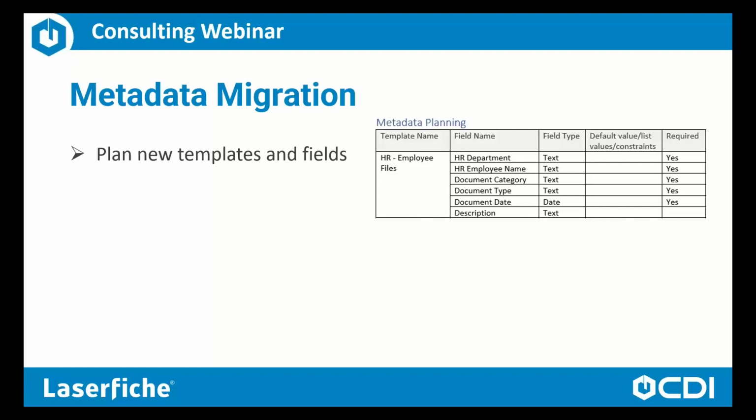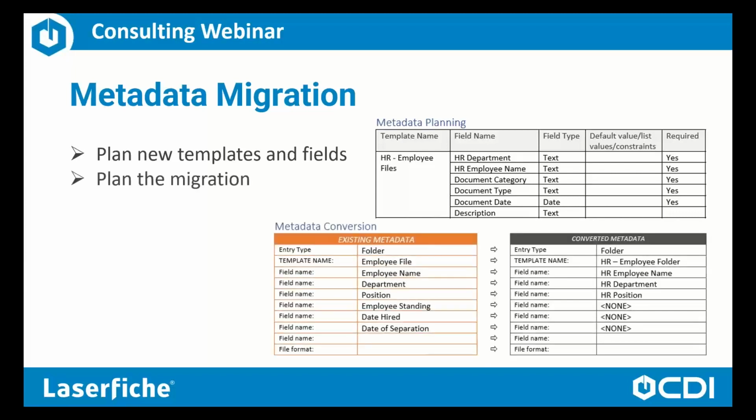Once we know what our new metadata is going to be, we can then plan our migration. So in our conversion planning here, we're planning what our existing metadata is and how we're going to convert that over to our new metadata. By planning ahead of time, it makes the implementation much easier and allows you to perform quality checks on, say, sample sizes of documents, or having that historical information to go back to for your data governance.